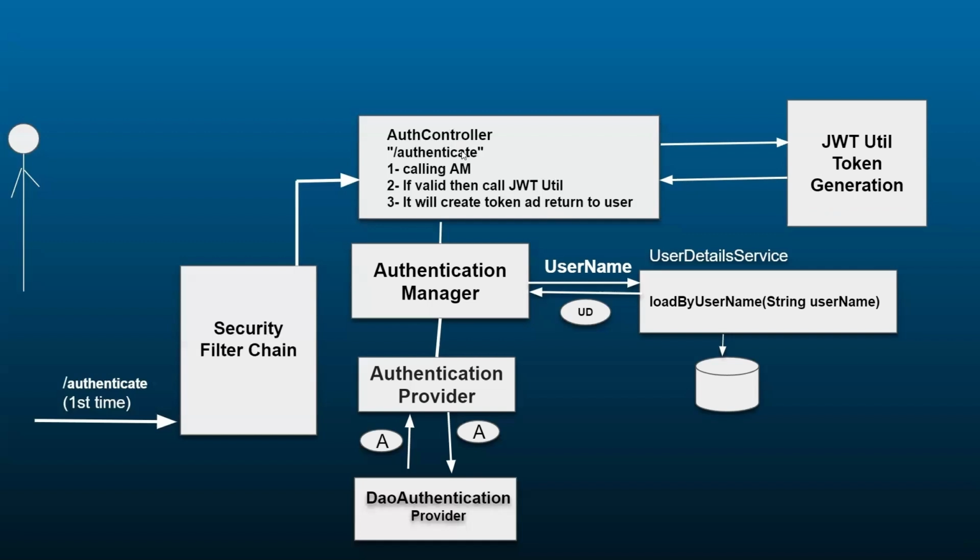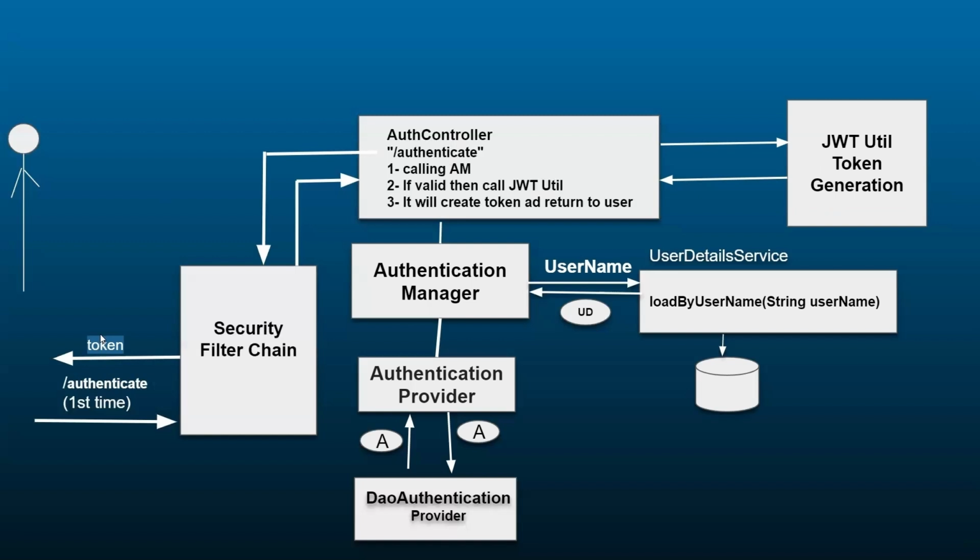So the authentication controller will call the JWT util and pass the username to the JWT util class, and here we will create the JWT token based on that username. After this, it will return the JWT token to the auth controller, and the auth controller is responsible for returning this token to the end user. So here the end user will get that token.